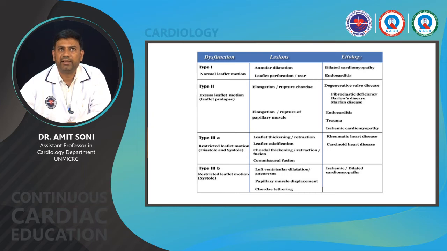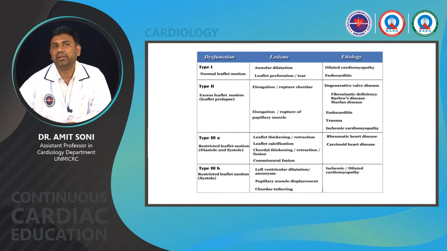Type 2 is excessive leaflet motion. The leaflet may prolapse. Lesions may be elongation, rupture of the chordae, or rupture of the papillary muscle. The etiologies are degenerative valve disease, fibroelastic deficiency, Barlow disease, Marfan disease, endocarditis, trauma, and ischemic cardiomyopathy.